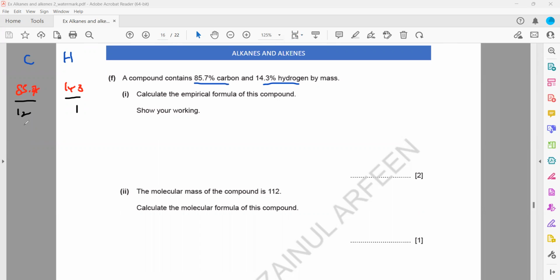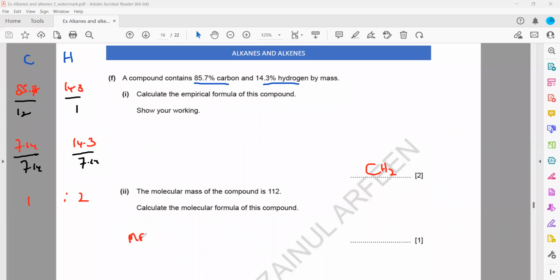What's the answer? 85.7 divided by 12 is 7.14. And this will be 14.3. Then we divide both by the smallest value in the combination, so we divide both of them by 7.14. What's the answer? This will be 1 and this one, ratio 2. So 1:2. So the empirical formula is CH2.